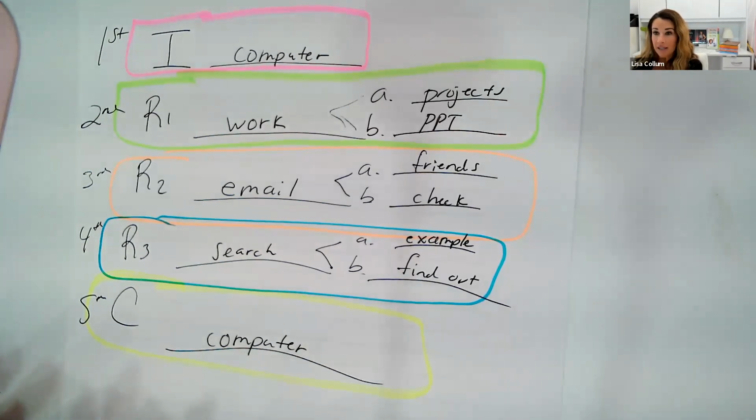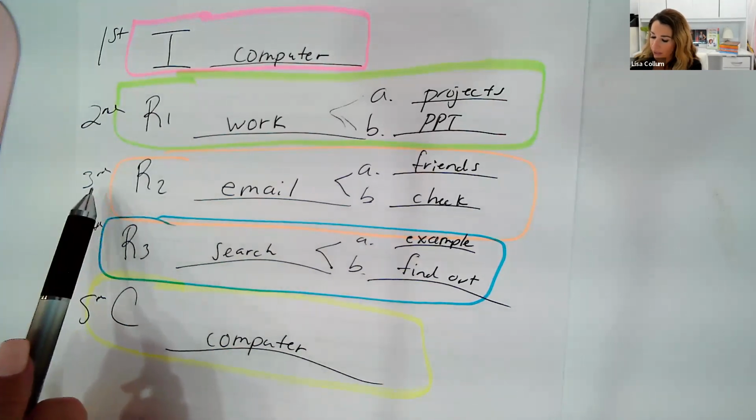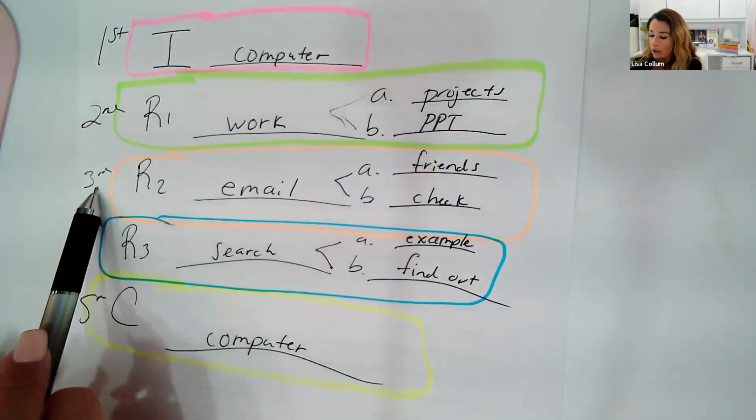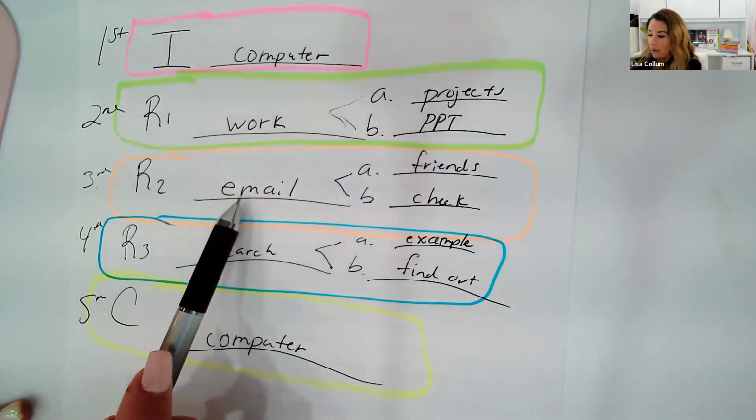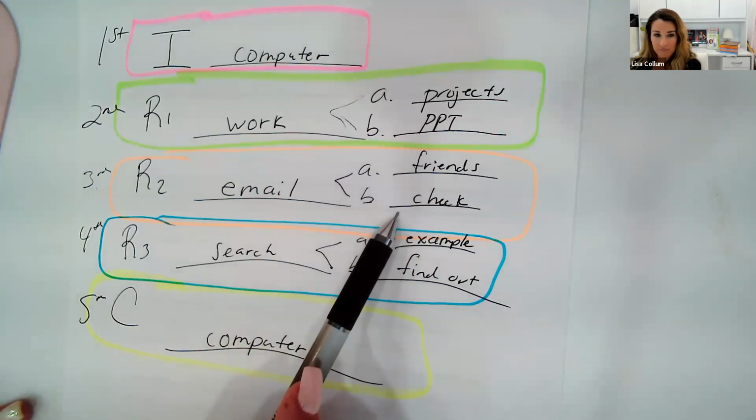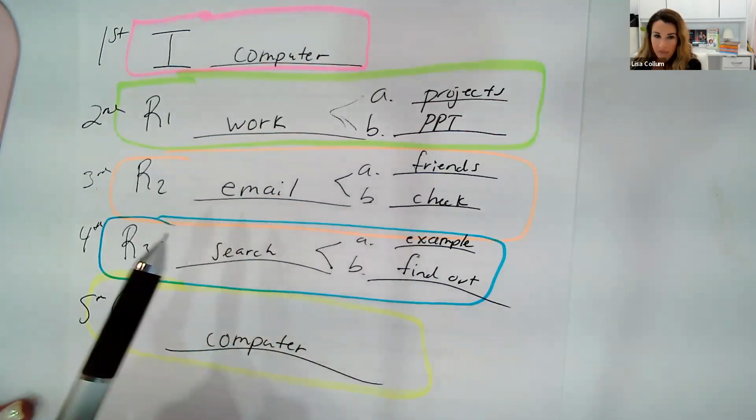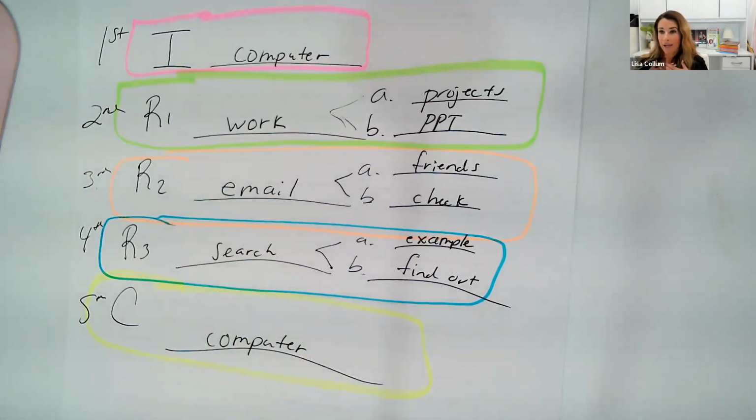If someone said, Mrs. Collum, what are you writing about in your 3rd paragraph? I'd say, oh, that's easy. My 3rd paragraph, I'm going to talk about how my computer is my favorite item because I can check my email and how I can email friends. I know exactly what I'm writing about in that paragraph. Now, I did my part.